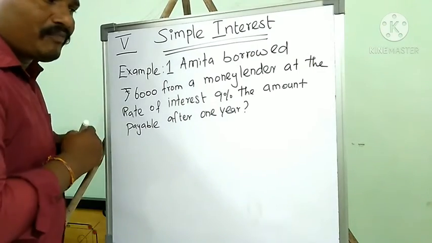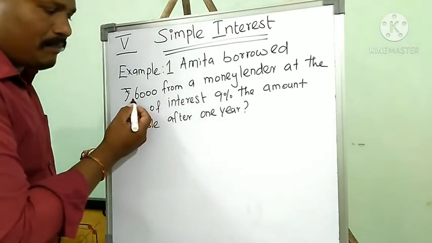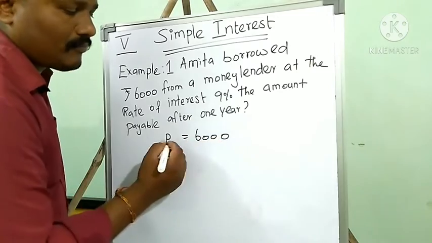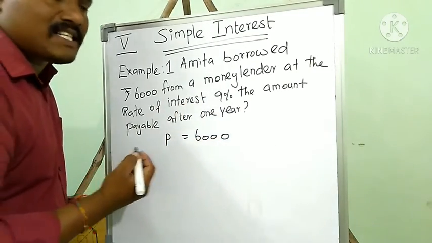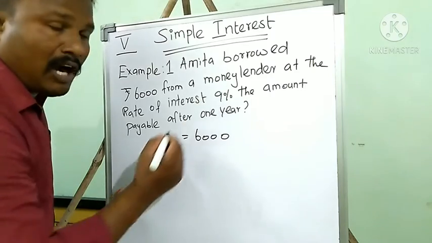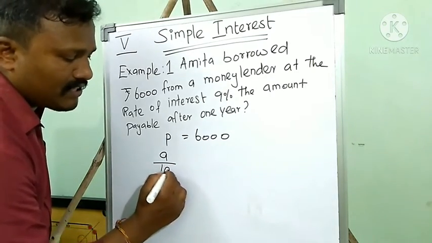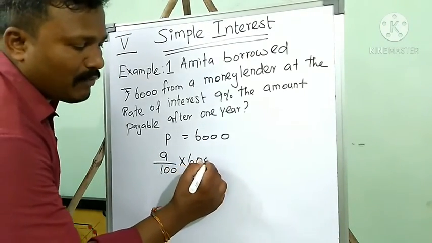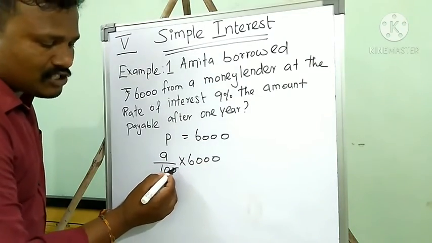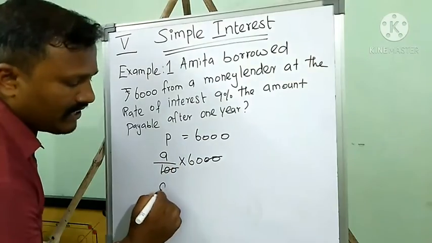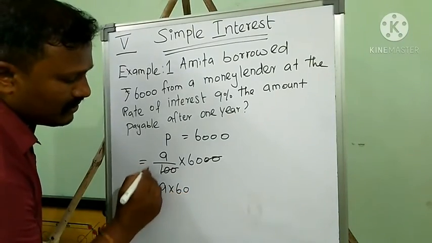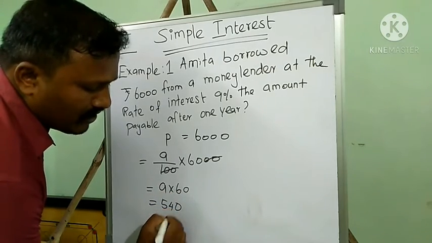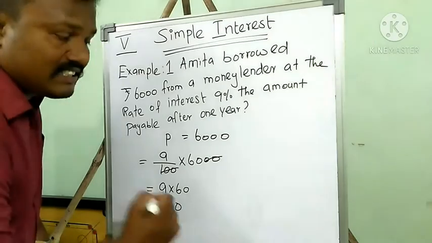So how to calculate? We know the principal amount, which is equal to 6,000 rupees. Then what is the rate of interest? 9%. How can we write 9%? 9 upon 100, since percent means out of 100. So 9 upon 100, we multiply by the principal amount. Cancelling 100 with the zeros, the remaining is 9 into 60, which is 540. So 540 is the interest.